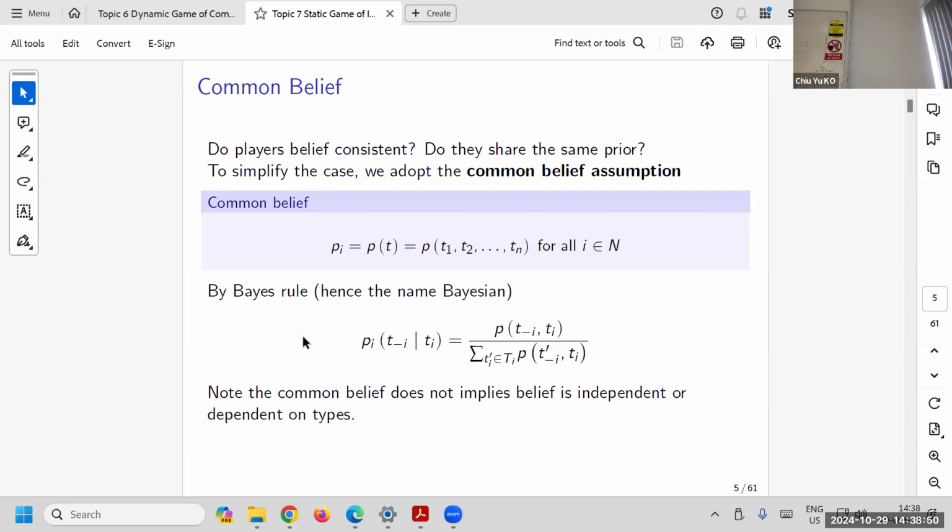And the nature will draw something, I know my own type, okay? And my belief about the others would follow this conditional probability. This is the idea of what we call common prior. Of course, this is very technical, and we always assume in the background this is true, right?